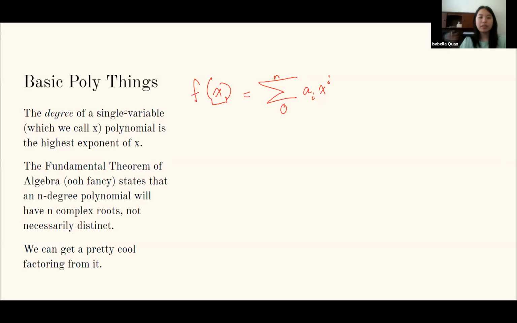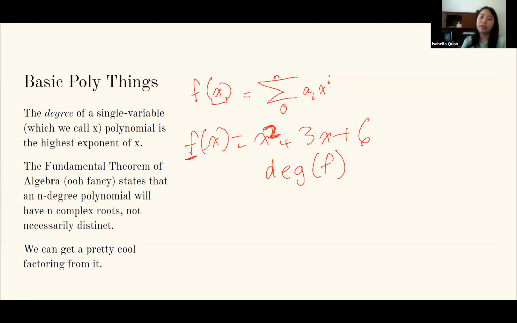The degree of a single variable polynomial is the highest exponent. So in a quadratic, if you have f of x is equal to x squared plus 3x plus 6, the biggest exponent is going to be x squared. So the degree is going to be, we say degree of f is going to be 2. And then for a g of x that's only x cubed, it's going to be 3.